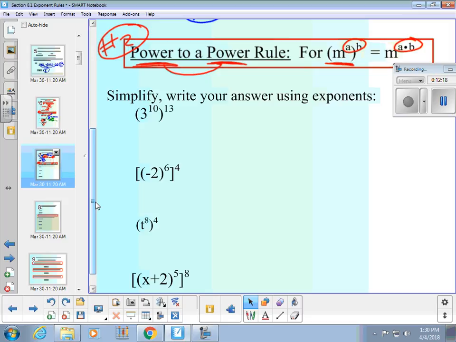Try these 4 problems below. I'm going to put the answers up here as well, but see if you can go ahead of me and find the answers before I even write them up.